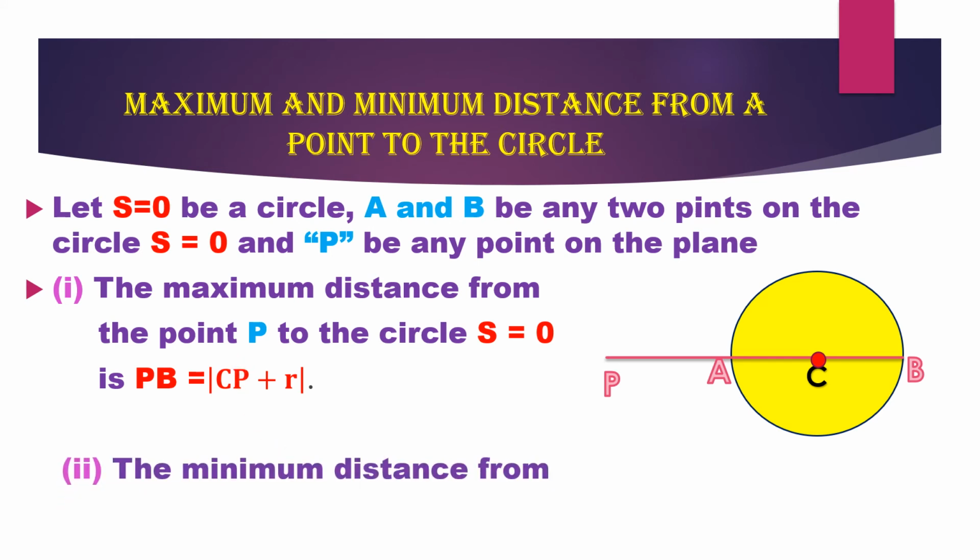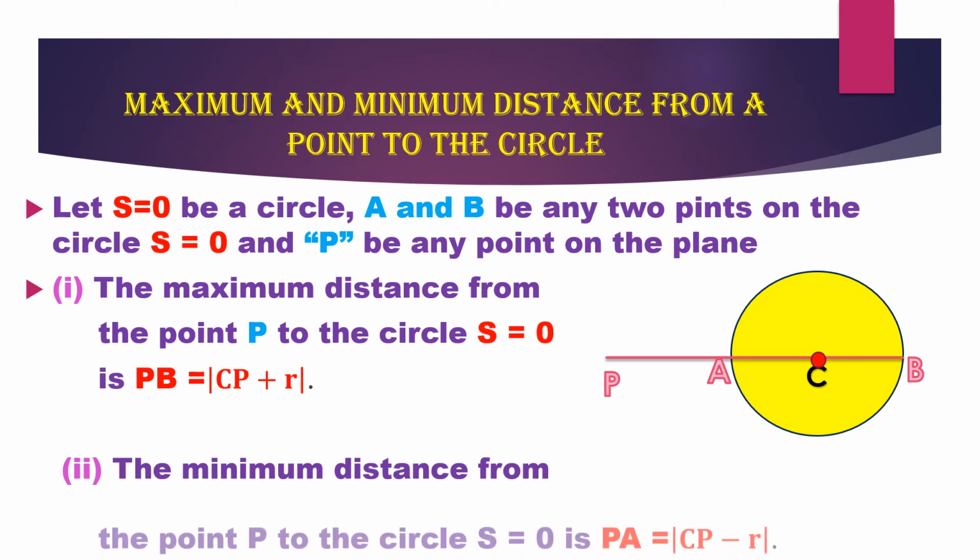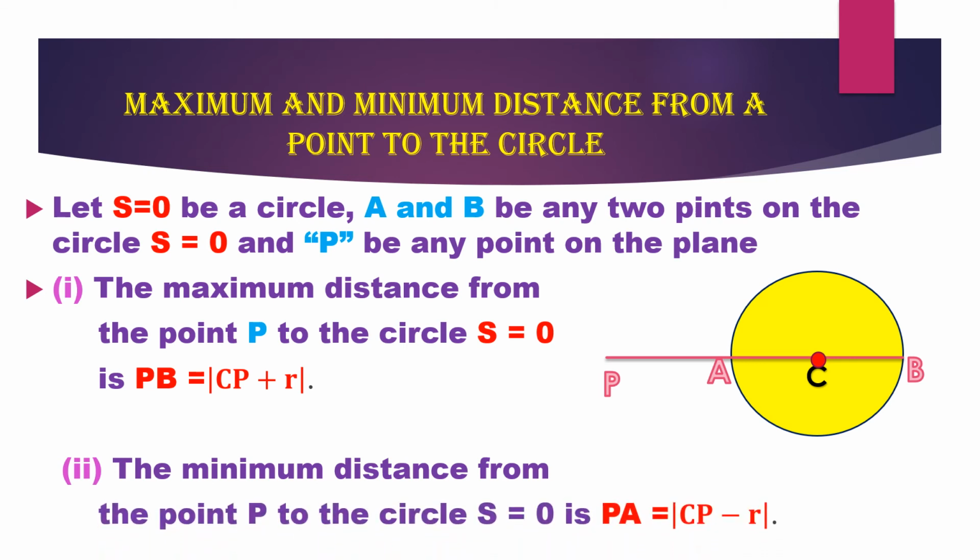Similarly, the minimum distance is denoted by PA. Here also we have already calculated CP, that is the distance from the center to the point P, and the radius of the circle. So the minimum distance from point P is PA equals the absolute value of CP minus r, so the difference between CP and the radius. This is called minimum distance from the point P.